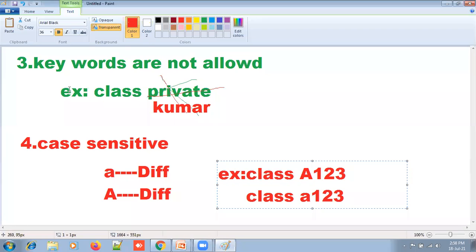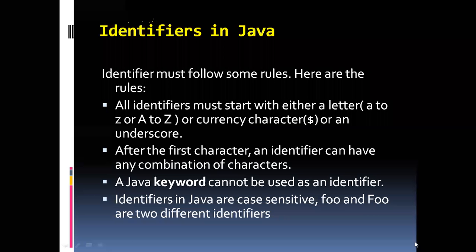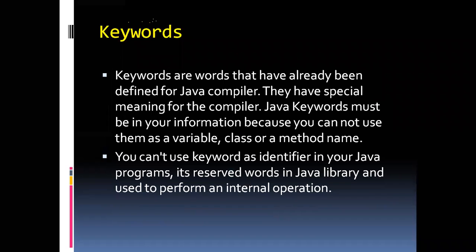These are the ways of defining your class names. We have to follow these identifier rules. With the help of these identifier rules, we can declare our classes. So must and should, we can follow only these rules. With the help of these rules, we can declare your class. This is identifiers. And the second thing, keywords.